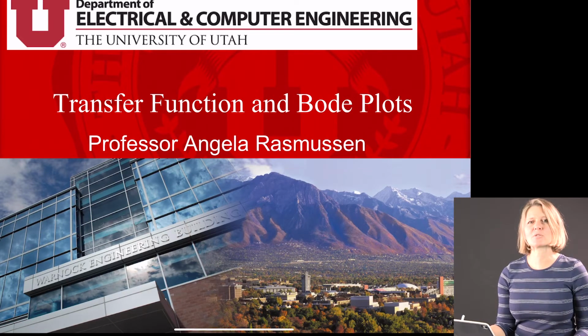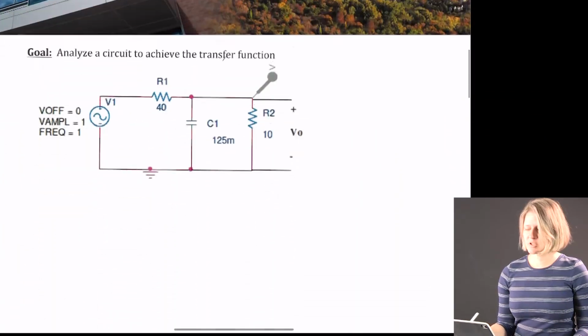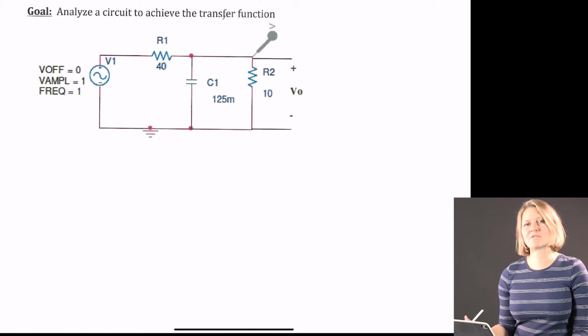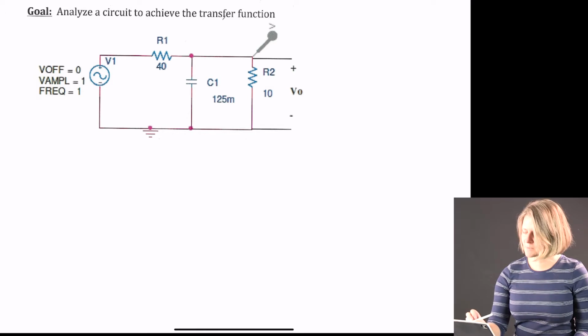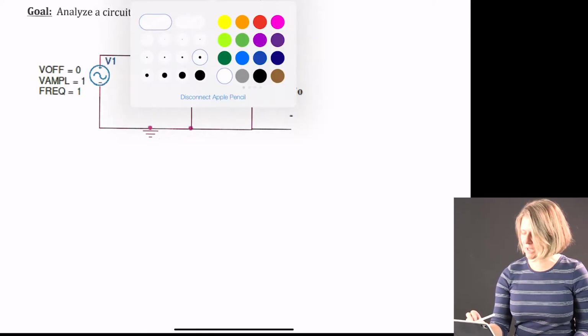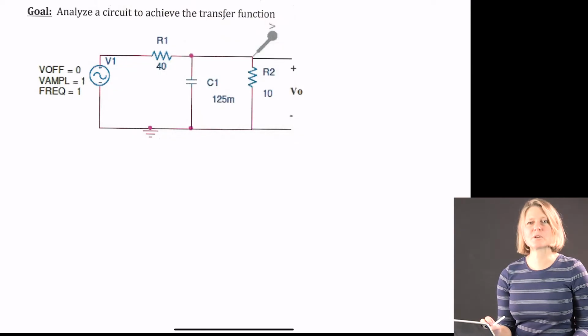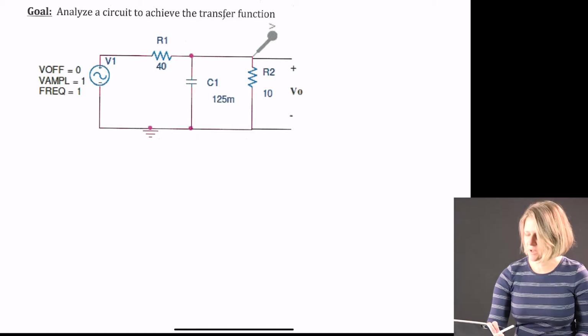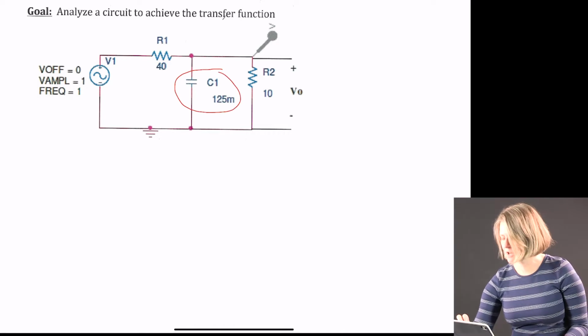Today I wanted to talk about transfer functions when we are deriving them from a circuit, and then also we want to look at plotting what are called Bode plots. So our goal today is to analyze this circuit first to achieve the transfer function. As you know, you are going to replace the time domain elements with frequency domain ones, analyze the circuit in the frequency domain, and then transfer back into the time domain. So our first thing is that transformation, and if you recall, it's 1 over j omega C.